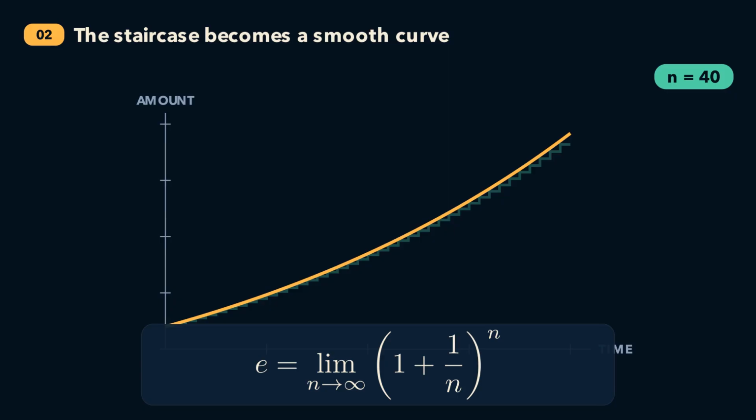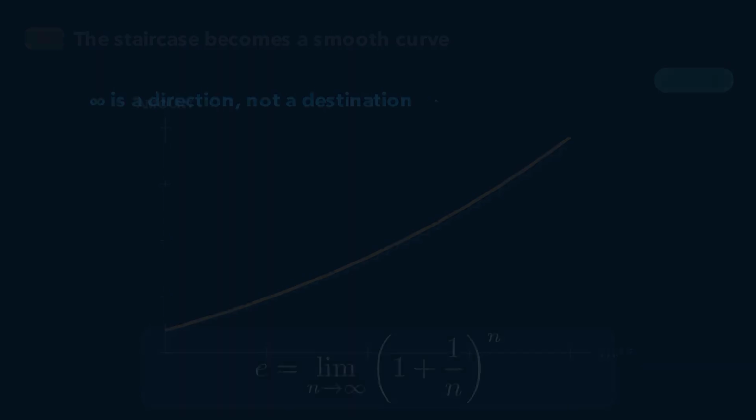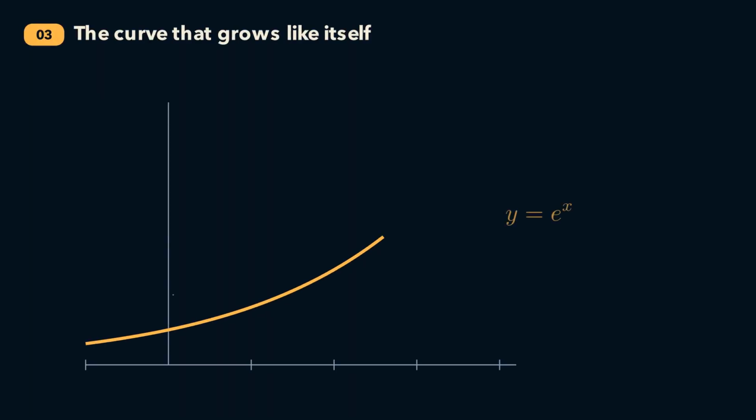Infinity here is not a giant number we eventually reach, it is a direction. Keep making the steps finer, and watch what the result approaches. Continuous growth is the smooth curve hiding inside infinitely fine compounding. There is an even deeper picture.